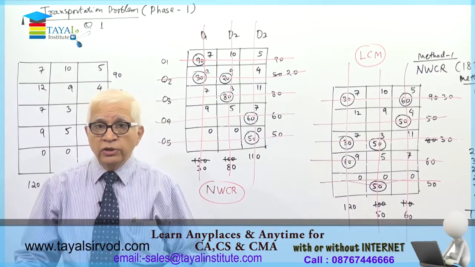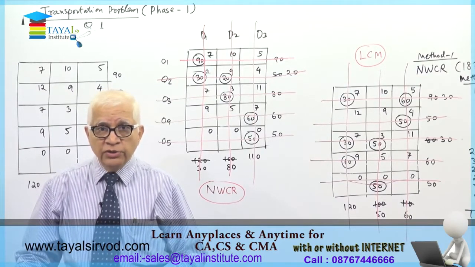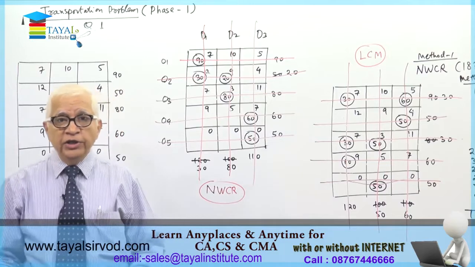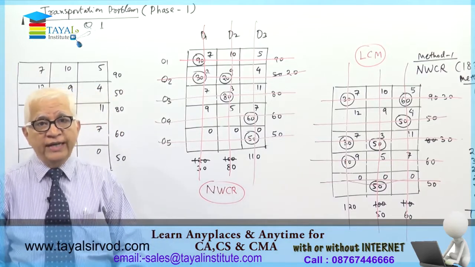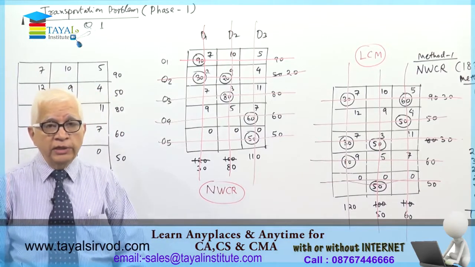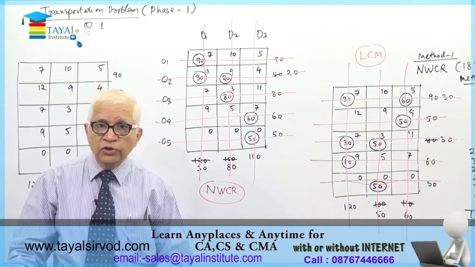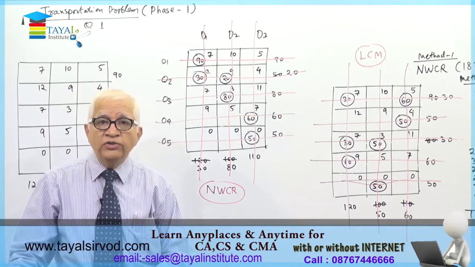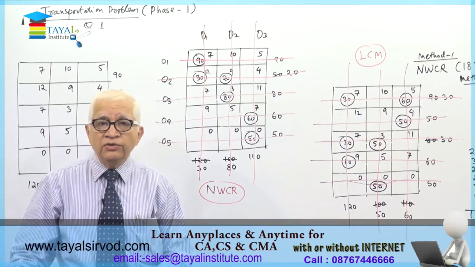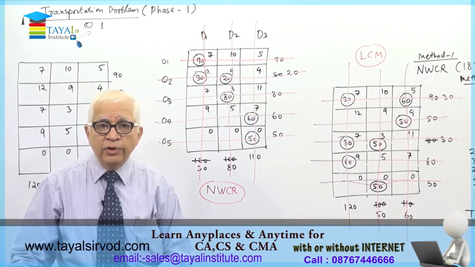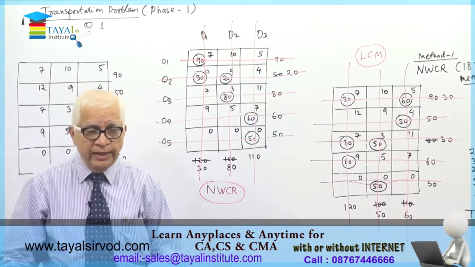In the process we saw that an improvement in cost reduction took place. From 1830 we went down to 1610. The only difference was that with 1830, that is the northwest corner rule, we got only 6 allocations, whereas using the least cost method we got 7 allocations. The number 7 is important for reasons which I will explain later.